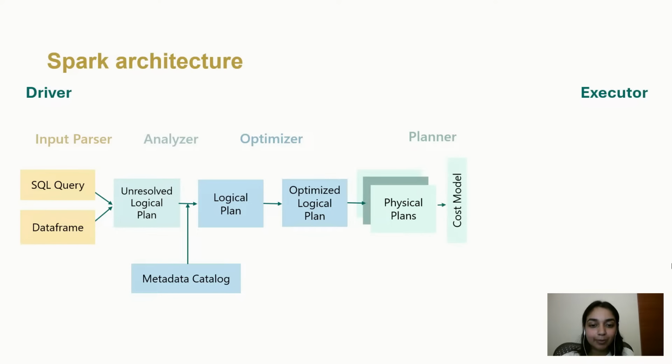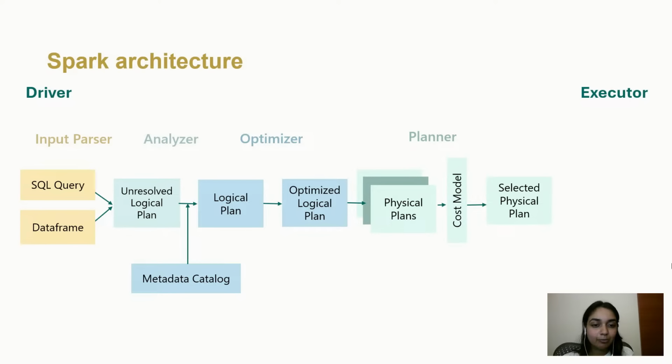one or more physical plans which actually specify how the query is to be executed on the cluster, what specific join algorithms to use, for instance. And through some cost model, we pick one physical plan out of the many physical plans that are generated, the one that the cost model deems to be the most efficient for the given query.